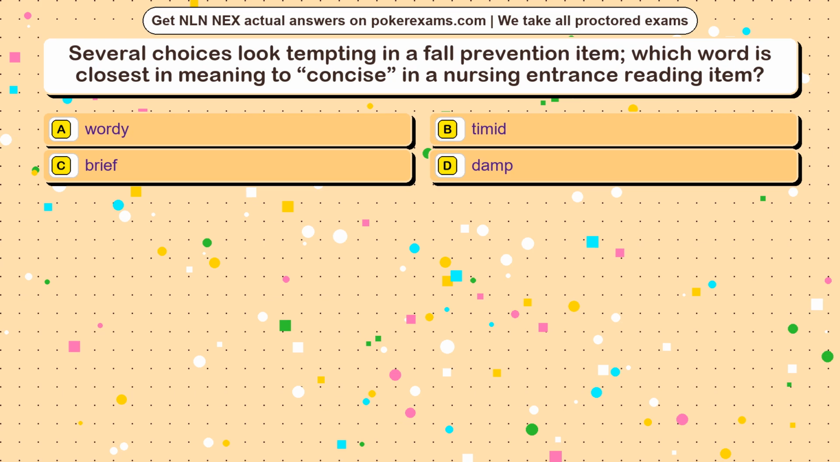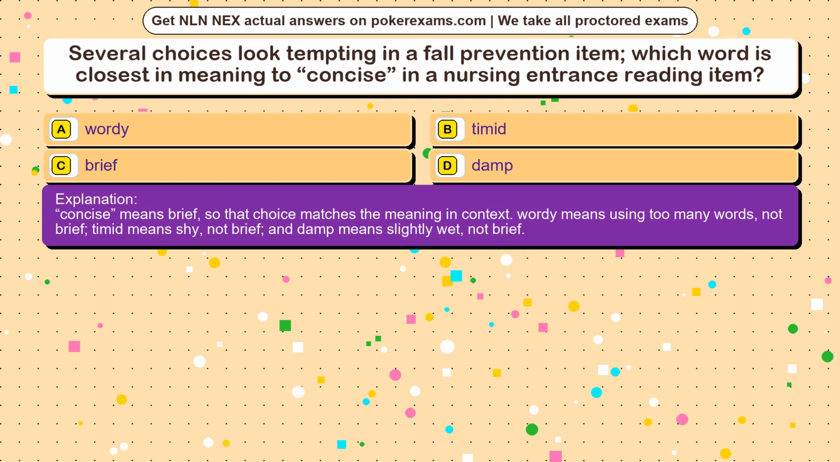The correct answer is option. Concise means brief, so that choice matches the meaning in context. Wordy means using too many words, not brief. Timid means shy, not brief, and damp means slightly wet, not brief.